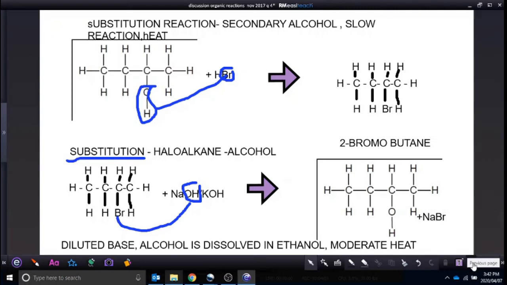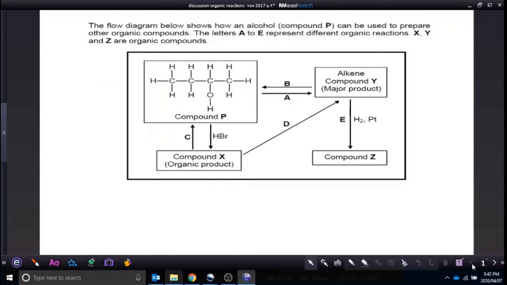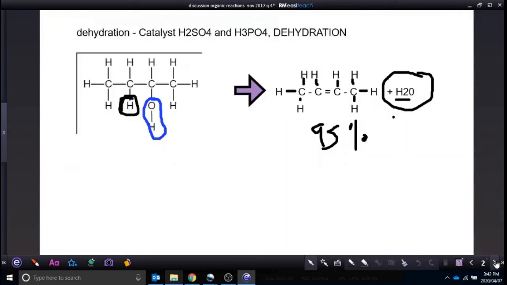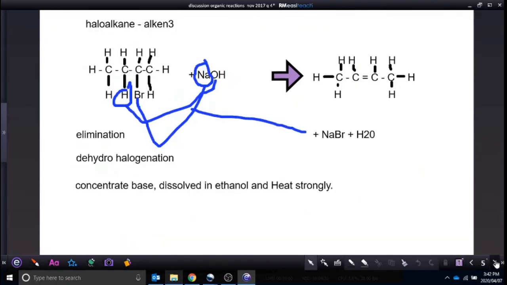Then if we go to D, D is just the opposite of C, because we had substitution from compound X to the alcohol, or the haloalkane to the alcohol. We are now going to have elimination from the haloalkane to the alkene. And if we have that, then we actually get the opposite of what we had in the previous one. So we have the haloalkane plus a strong or a concentrated base that forms a double bond, which is now our alkene, plus our two byproducts. The Na will react with the Br and the OH will react with the H.